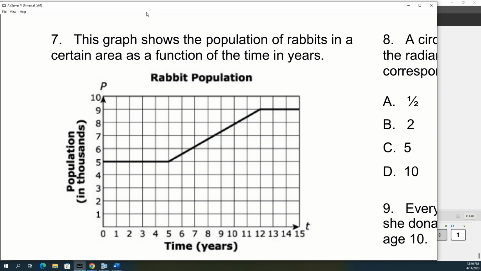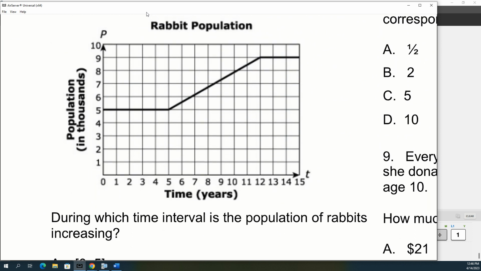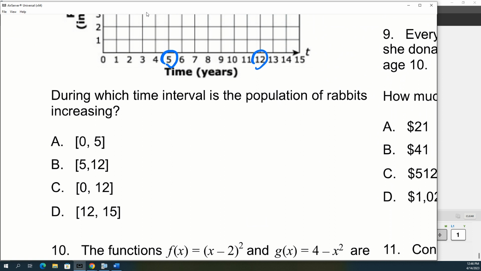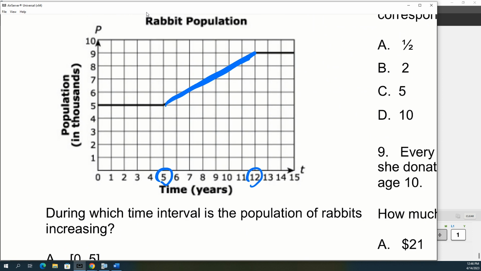Okay, number 7 is super easy, and I honestly haven't looked yet to see who missed what question. If you're looking to see where something is increasing, is it obvious to you where this is increasing? Yeah, it's increasing where we have this positive slope where it's rising. So that's definitely between 5 and 12, so that'd be choice B. Increasing goes up from left to right, decreasing goes down, and flat is going to be constant.